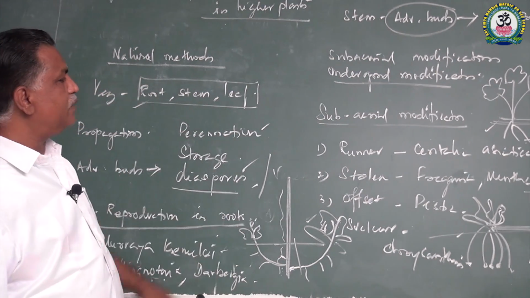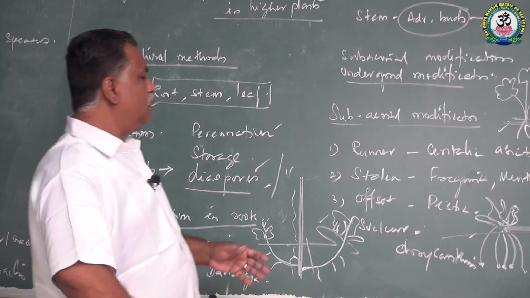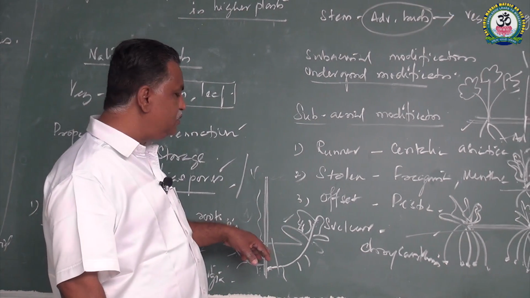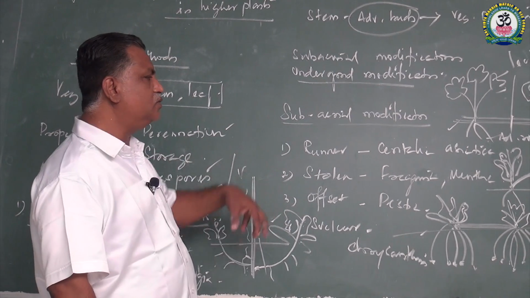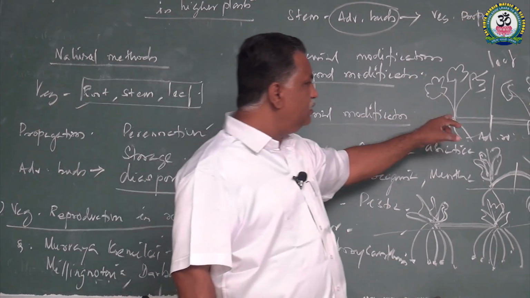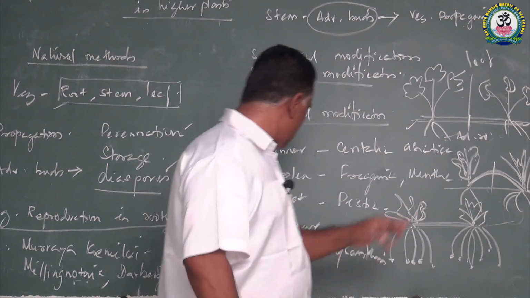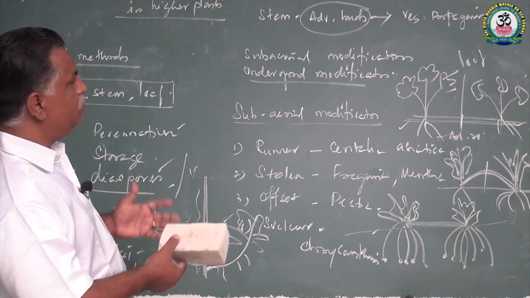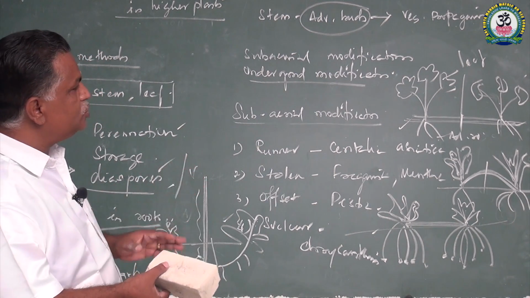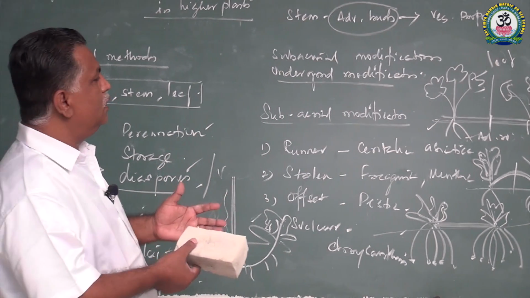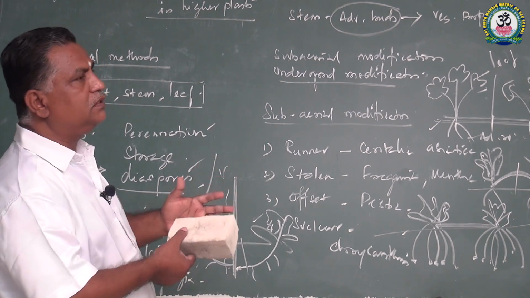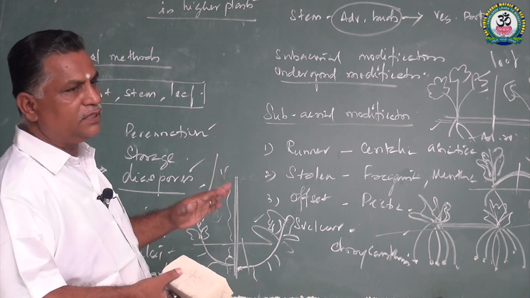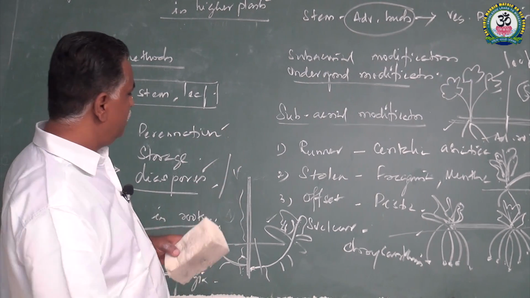So these are the four types of subaerial stem modification in which the axillary buds are involved in propagation. Axillary buds found in this and also here are involved in the generation of new plants when accidental breakage or mechanical force is applied unexpectedly over the plant. That can be detached and they can grow independently over any place if the substratum is good for its growth.